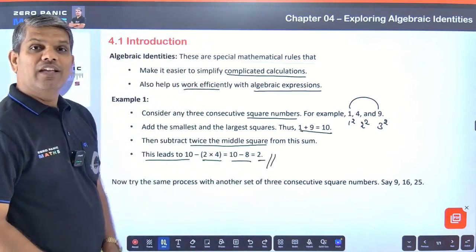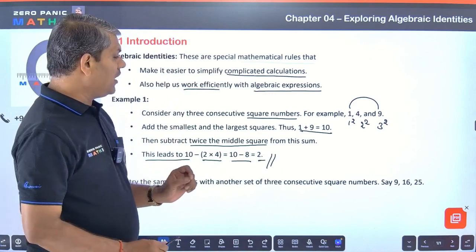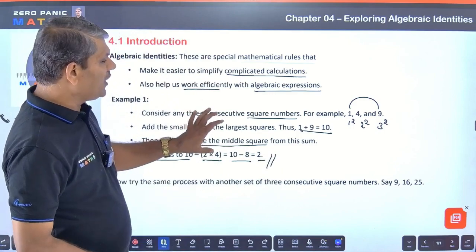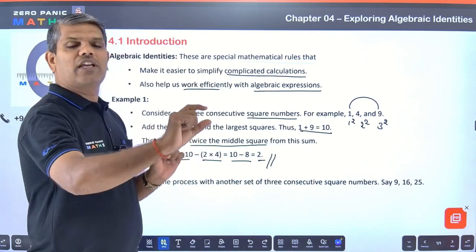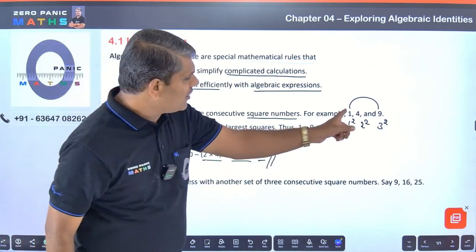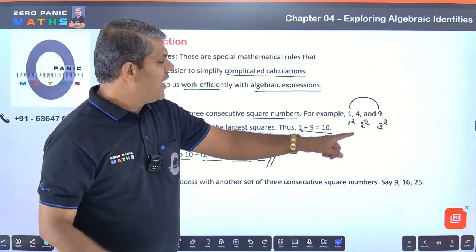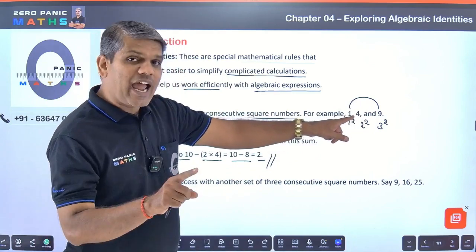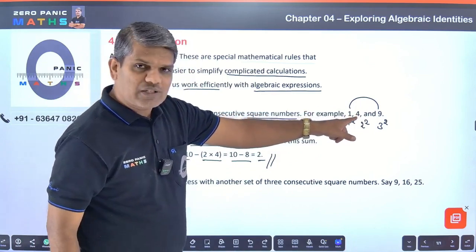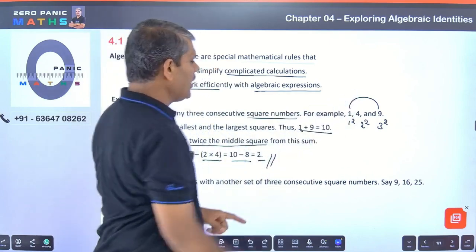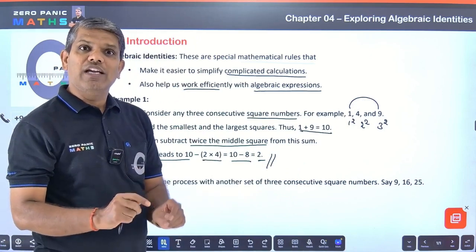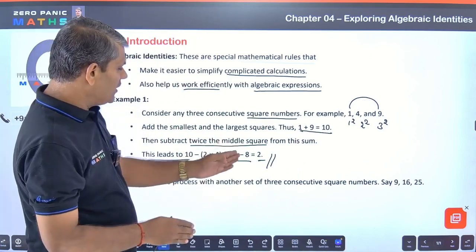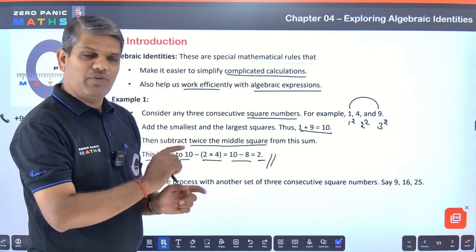Now, why am I giving this example? Because this is a specific kind of identity: if you take any three consecutive squares, add the first and last, and then subtract twice the middle square from that sum, you will always get the result 2. That is the characteristic of this identity. That is why I'm giving this example.